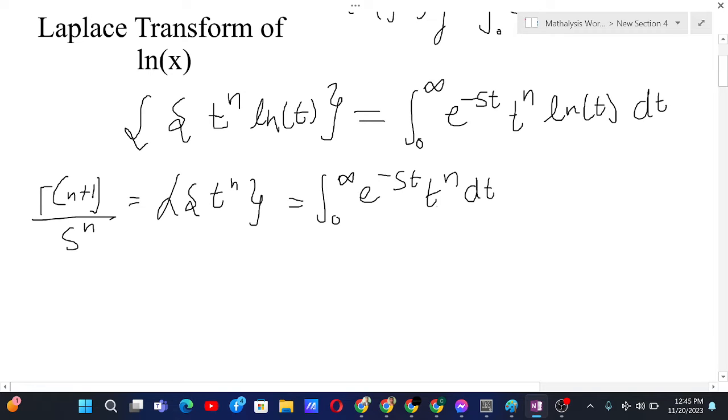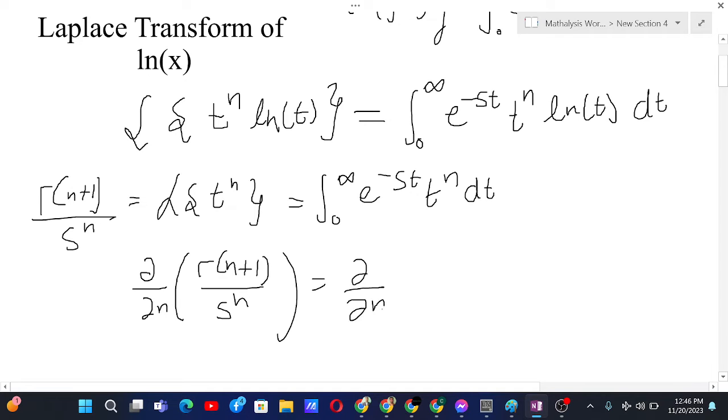Now, if we just differentiate both sides with respect to n, then we get the required integral. You see, partial differentiation with respect to n of gamma n plus 1 by s to the power n plus 1, and partial differentiation of this integral gives us the required integral that we need to solve. That integral is from 0 to infinity e to the power minus st t to the power n dt.